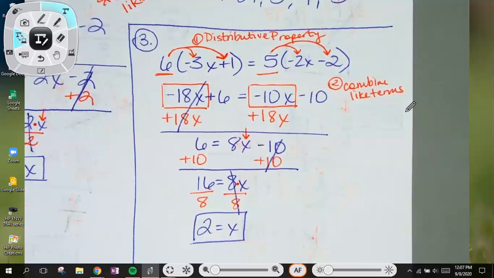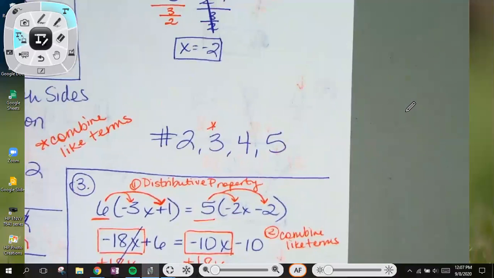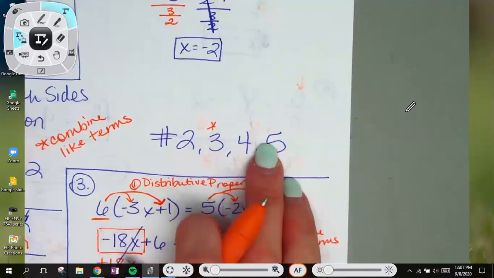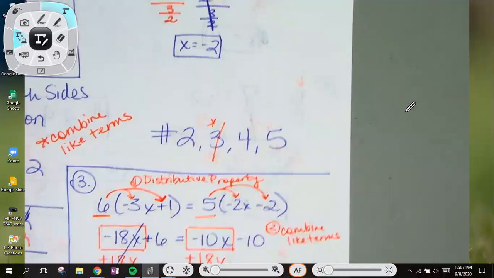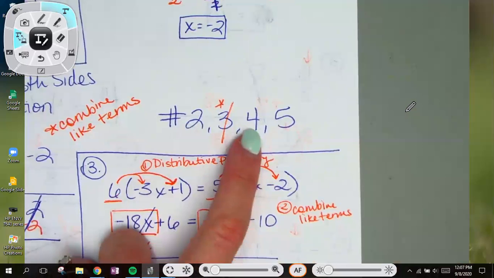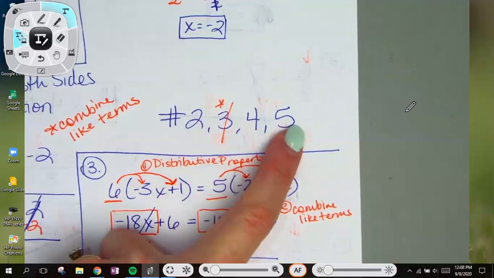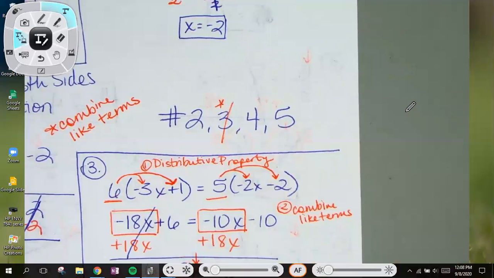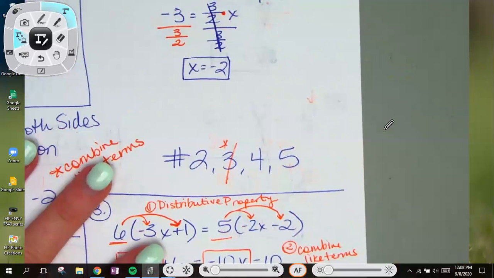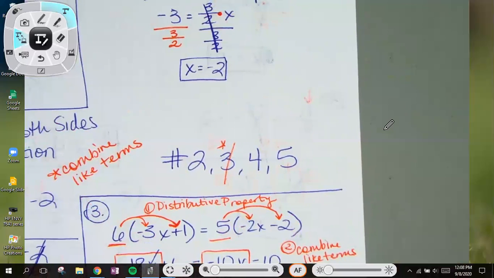So the questions I had you doing in your groups were numbers 2, 3, 4, and 5. We just did 3, so you're done with that one. I'm going to give you a few minutes to finish 2, 4, and 5 in your groups, and then we're going to come back together and I'm going to check them. I'm going to put the answers up here so if you've already done them, you can check your work. If you and your group are doing number 2 and you get the wrong answer, before you ask me what you did wrong, go back and see if you made a little mistake in your work first.